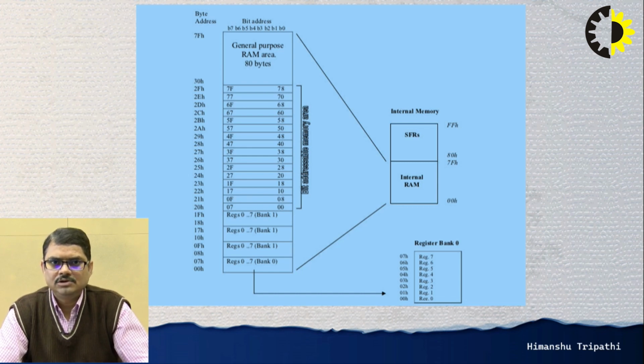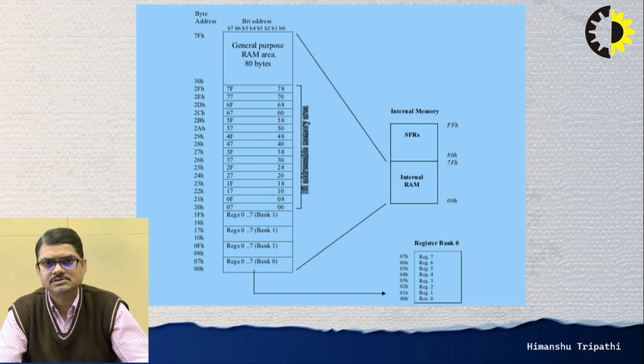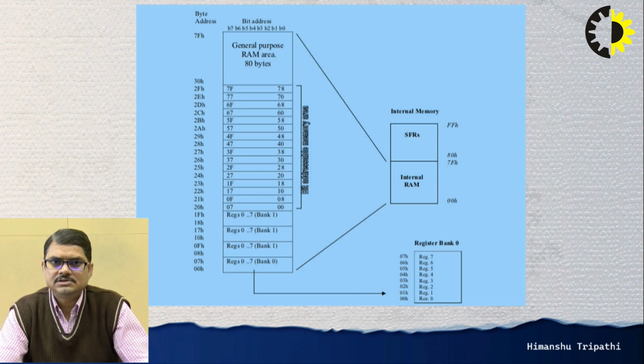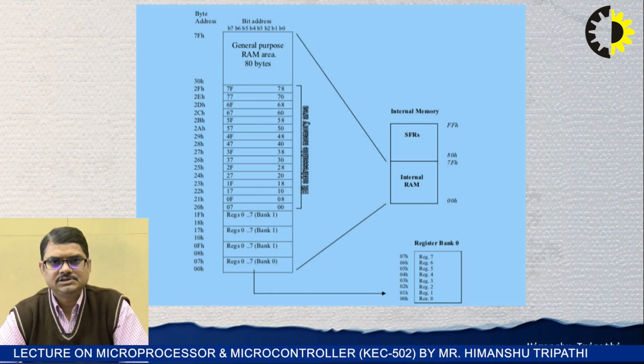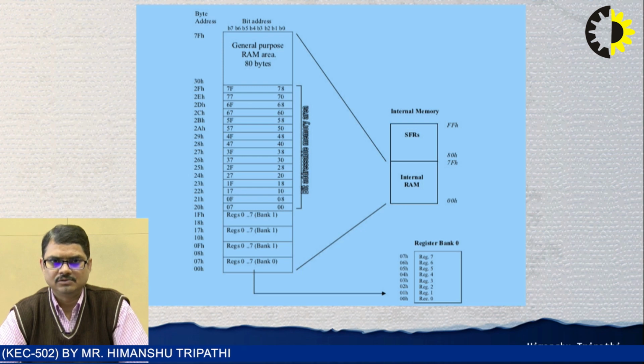So by default register bank 0 is activated whenever the 8051 microcontroller is powered up, and register bank 1 is the default stack memory segment. Stack is a special kind of memory which acts in last in first out manner. So by default stack memory is represented by bank 1, and the default register bank activated on power up is bank 0. So this is the general description of the architecture and block diagram of the 8051 microcontroller.